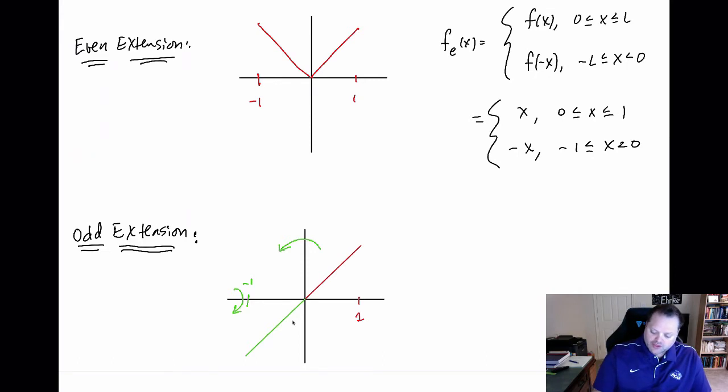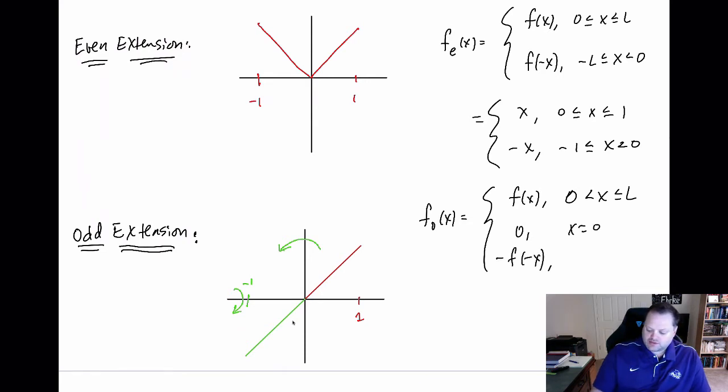So just to remind you of the definition here. The odd extension of a function is that function defined on 0 to L, then 0 at 0, and negative f of negative x for negative L less than x less than 0. Now, here's the thing. On these, I'm including the endpoints L and minus L. That's actually not necessary. You don't have to include the endpoints. But we do need to talk about what's going on at 0.